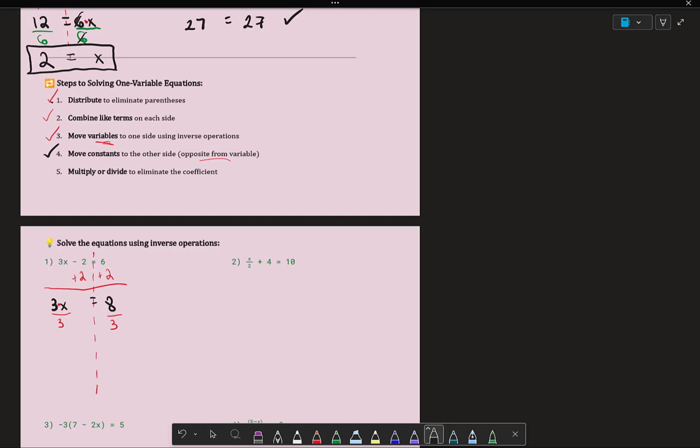3 divided by 3 is just 1. So that's 1x. We do not need to write the 1. On the right side, 8 divided by 3, we could stick this in the calculator. 3 doesn't go into 8 evenly, so we could just write our answer as 8 over 3. Or if the answer called for a decimal, this would be 2.67.